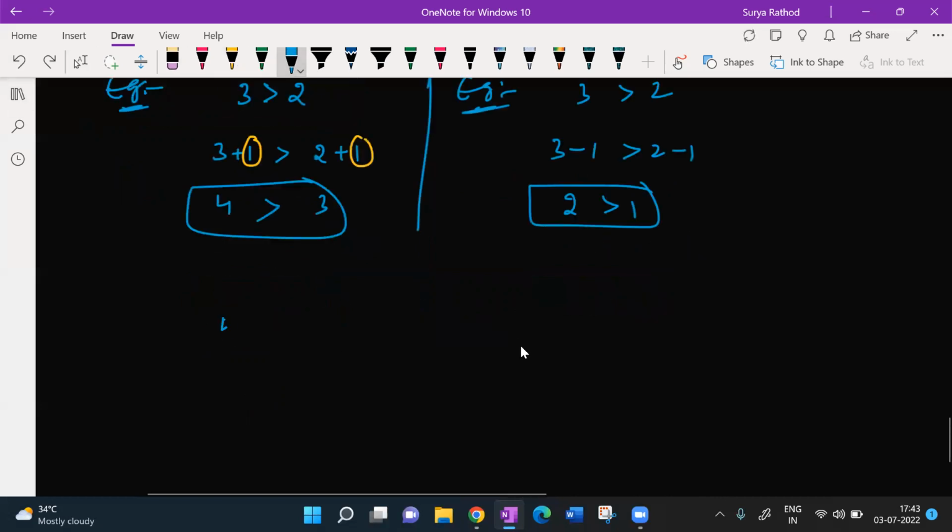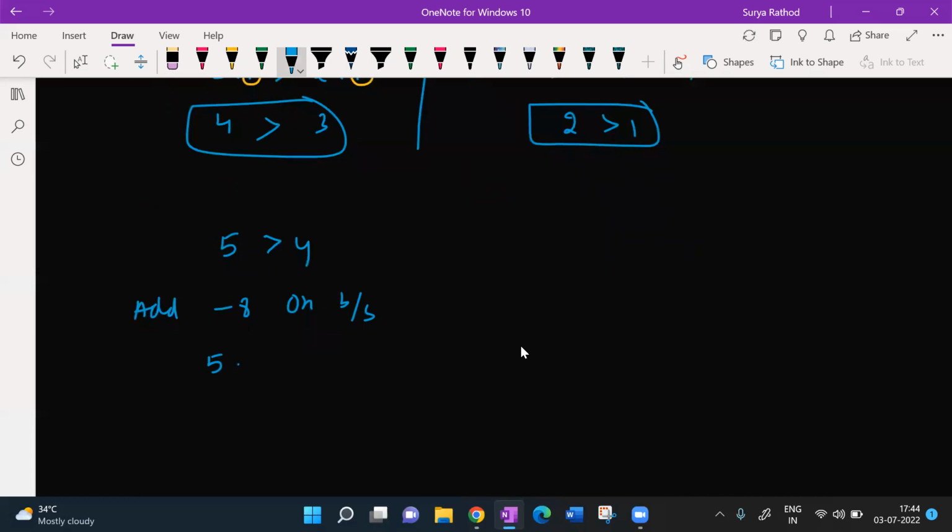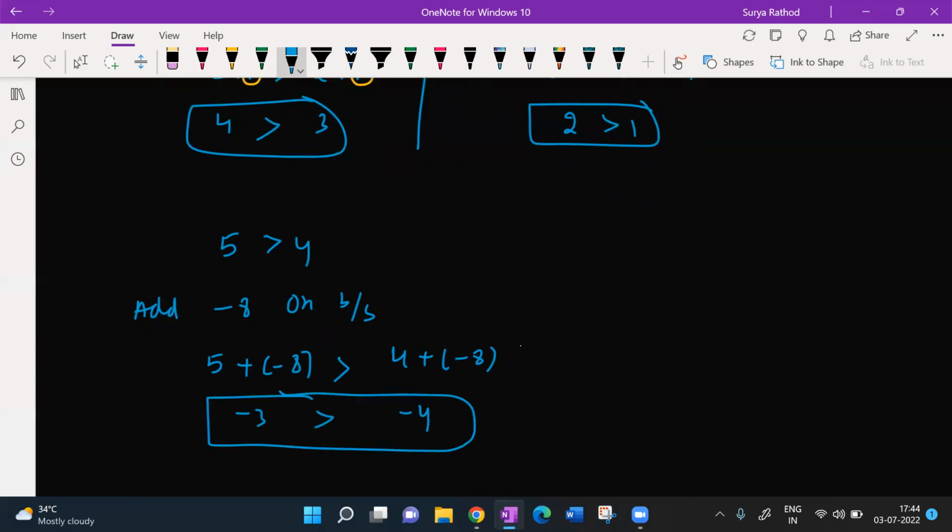Let me say, look at this. 5 is greater than 4. Let us add minus 8 on both sides and see whether the inequality changes. 5 plus minus 8 is minus 3, and 4 plus minus 8 is minus 4. Which is greater now? Minus 3. So do you think the inequality changes here? No, the inequality is not changing.